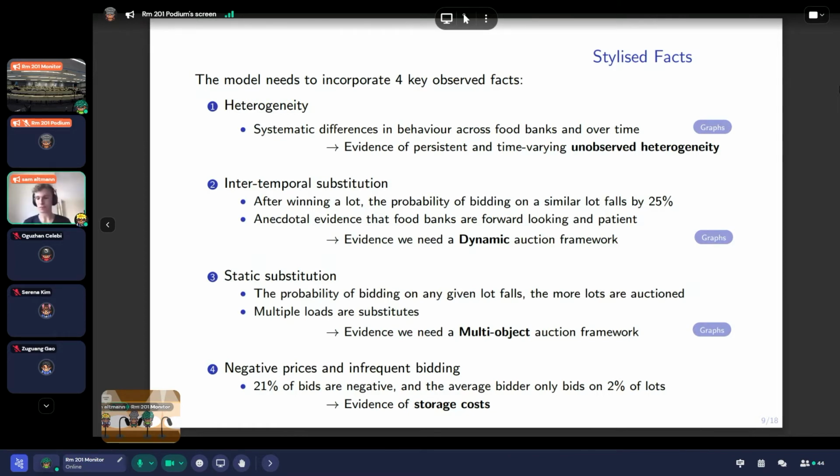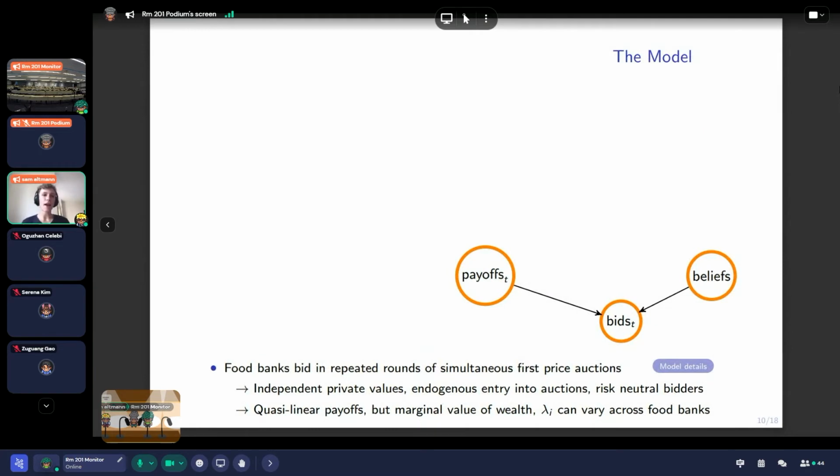So food banks are going to place bids which are going to be a function of their beliefs about how aggressively other players will be bidding, and also a function of their payoffs. The exact form of this bidding function is going to depend on the strategic environment. So I'm going to assume conditionally independent private values with risk neutral and patient bidders. Standard in empirical auction studies, I'm going to assume quasi-linear payoffs.